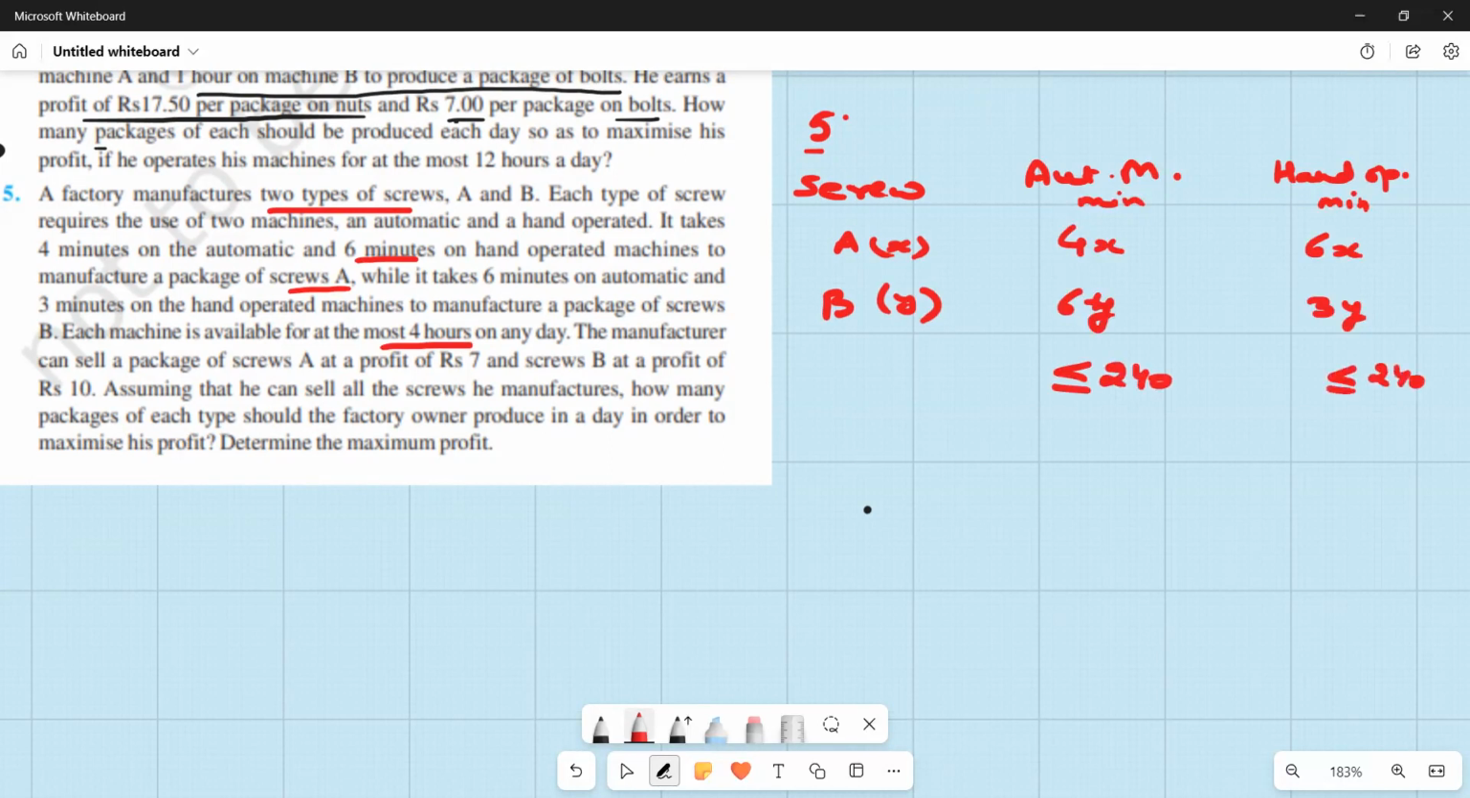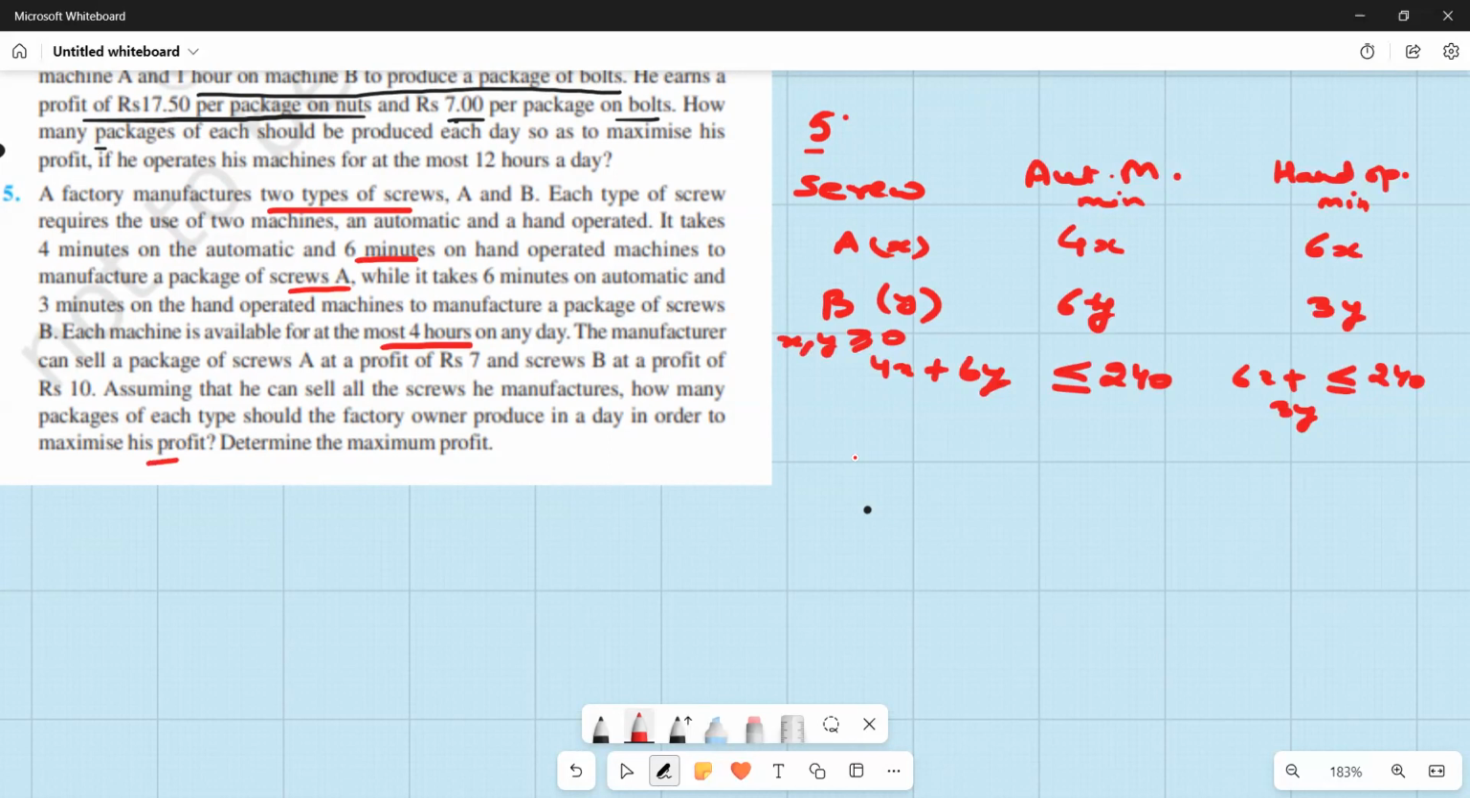So what are the conditions coming? 4x plus 6y less than equal to 240 and here 6x plus 3y less than equal to 240 and x, y are positive, right? This is the condition for the plotting of the lines. Then assuming that he can sell all the screws he manufactured, how many packages of each type should the factory owner produce in a day in order to maximize his profit?